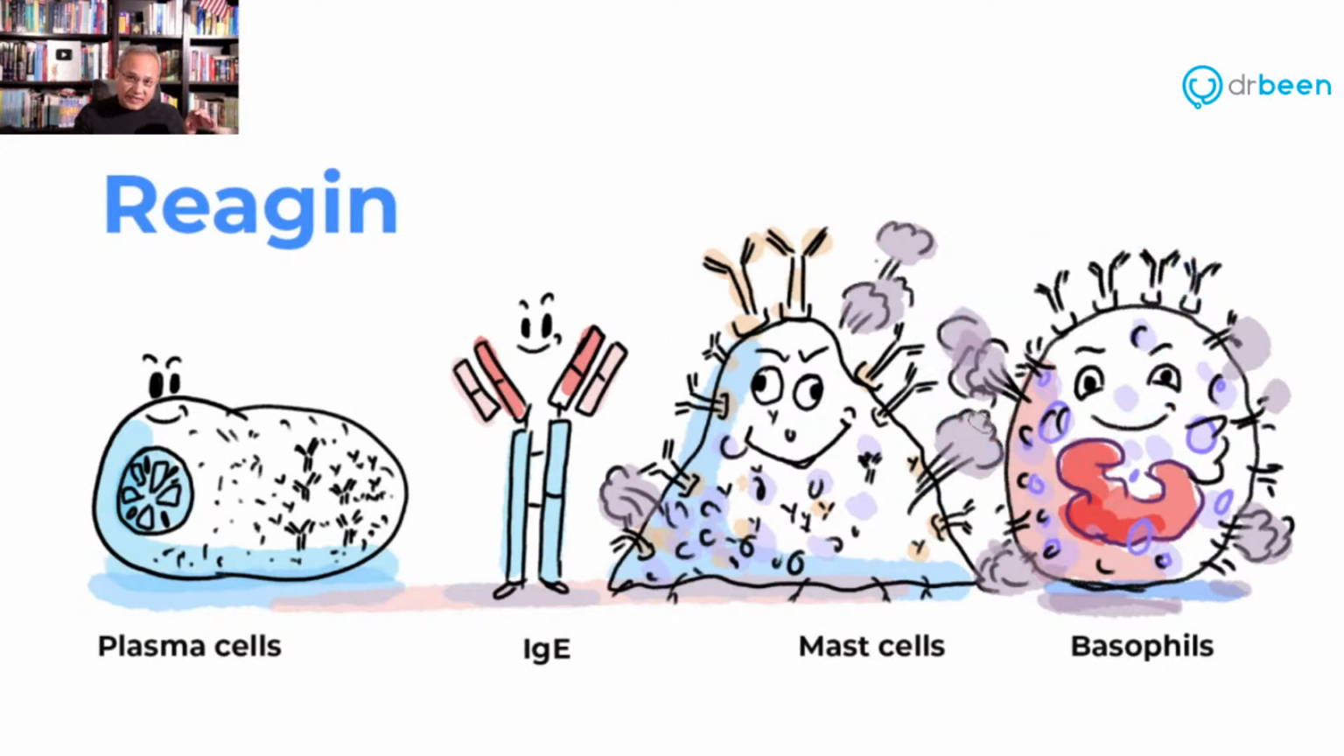Now, what is a reagin? This antibody, IgE, that is sitting on a mast cell and that would react to an allergen is called a reagin. So we can say for our ease, in today's discussion, IgE is reagin. So that is one term, IgE.